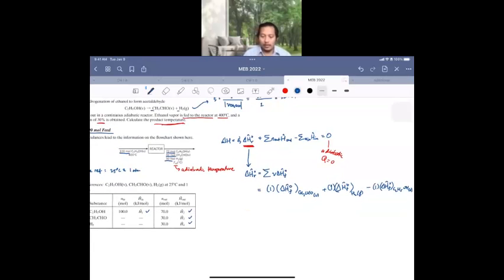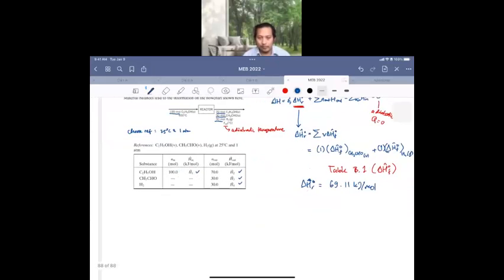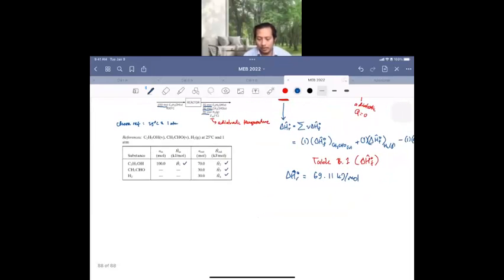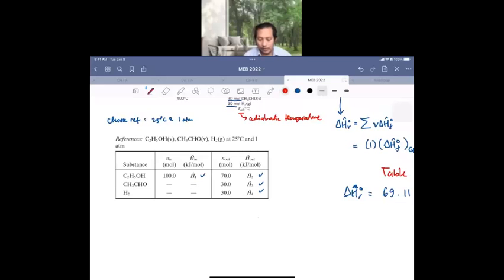Then look on the table, Table B1, for the delta Hf, the standard heat of formation. You pick out the numbers and you get the standard heat of reaction, which is around 69.11 kilojoule per mole. I hope you don't mind that I skip some numbering and some calculations. After we get the heat of reaction, lastly we are going to find the enthalpy of each of these.